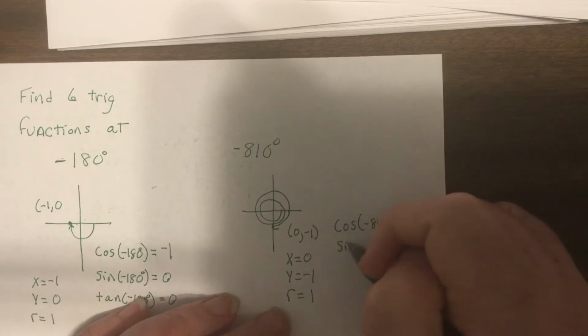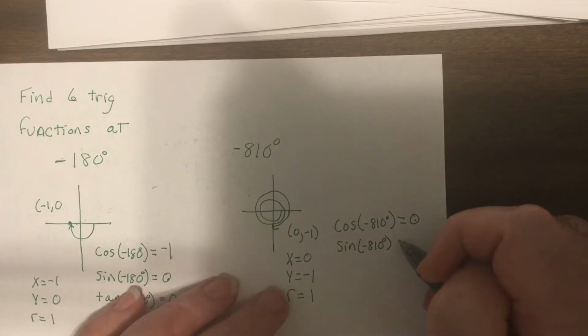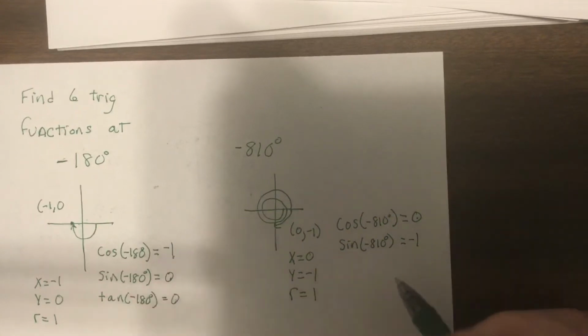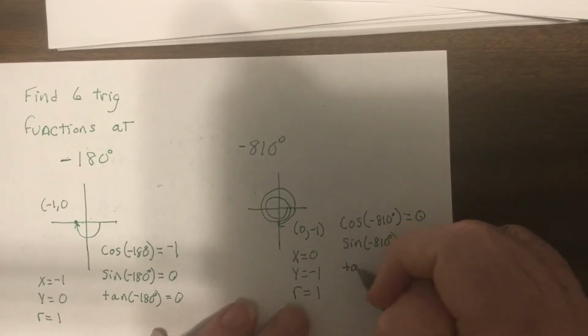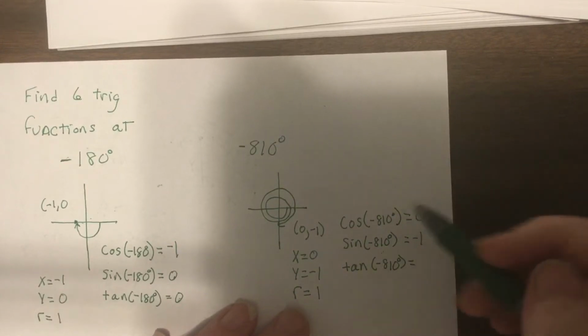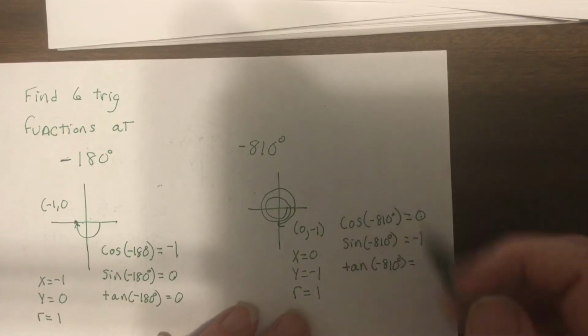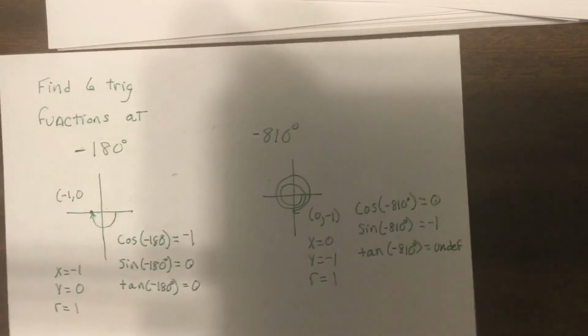Sine of negative 810 is y over r, so that's negative 1. So cosecant would be the reciprocal, which is negative 1. And tangent of negative 810, tangent is y over x, so that would be undefined. Woohoo!